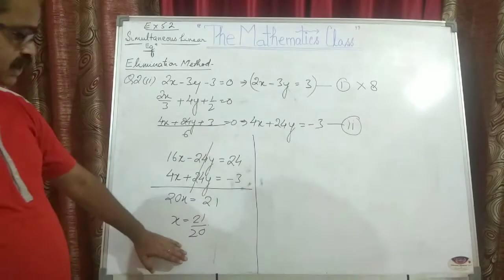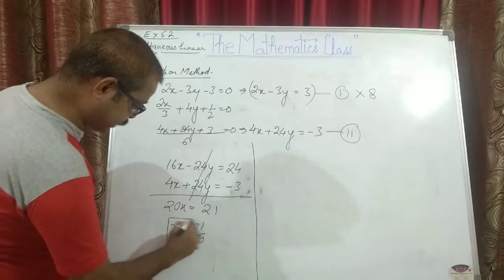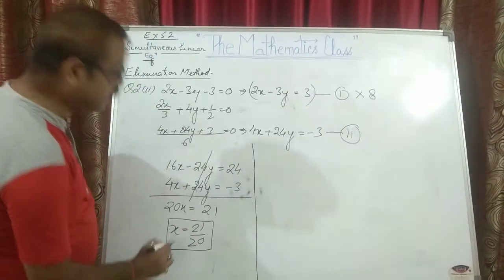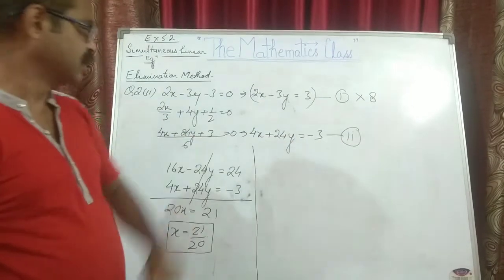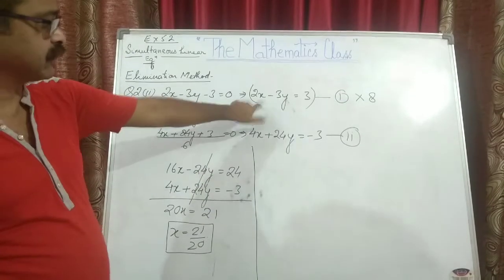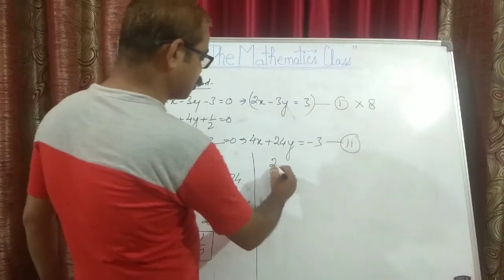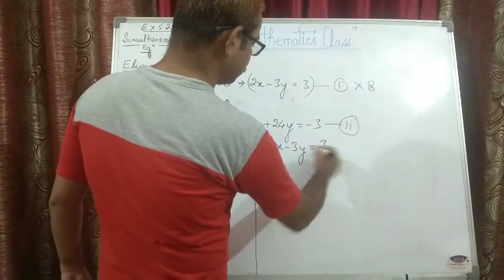Now you have the value of x as 21 upon 20. This value of x can be substituted in any of the equations, either this one or this one. So I am substituting the value of x in the first equation, meaning 2x minus 3y is equal to 3.